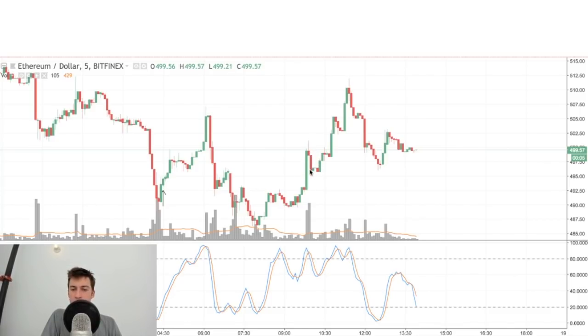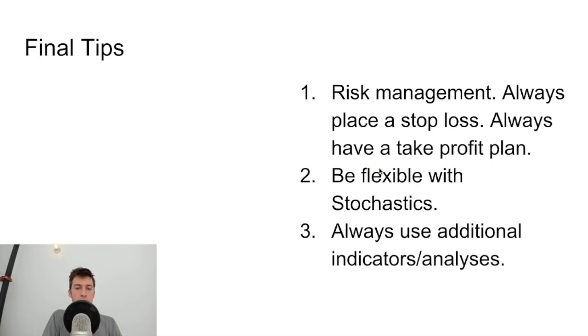But then we just don't get much follow-up on this bearish move. And then price naturally goes higher as demand picks up and supply doesn't really do much here, as you can see. So final tips for using the stochastic indicator.